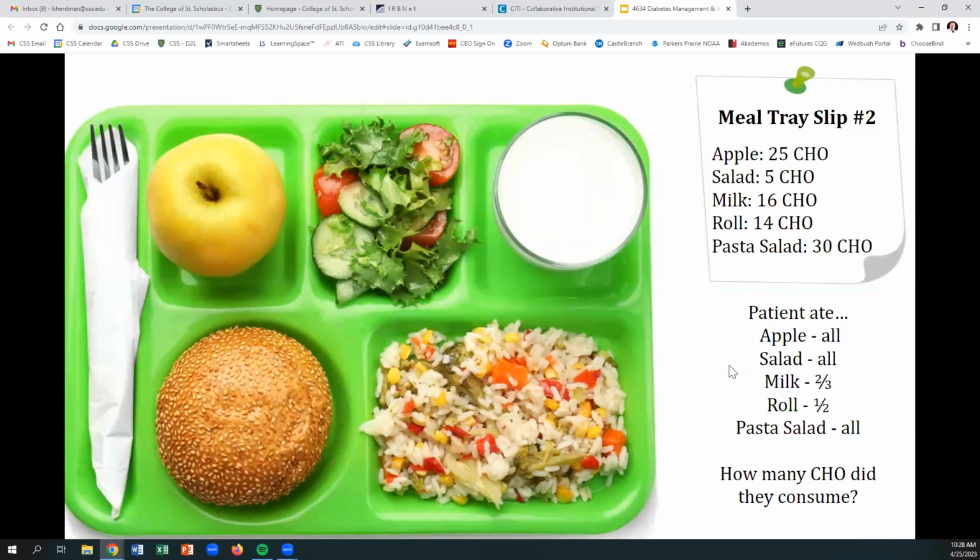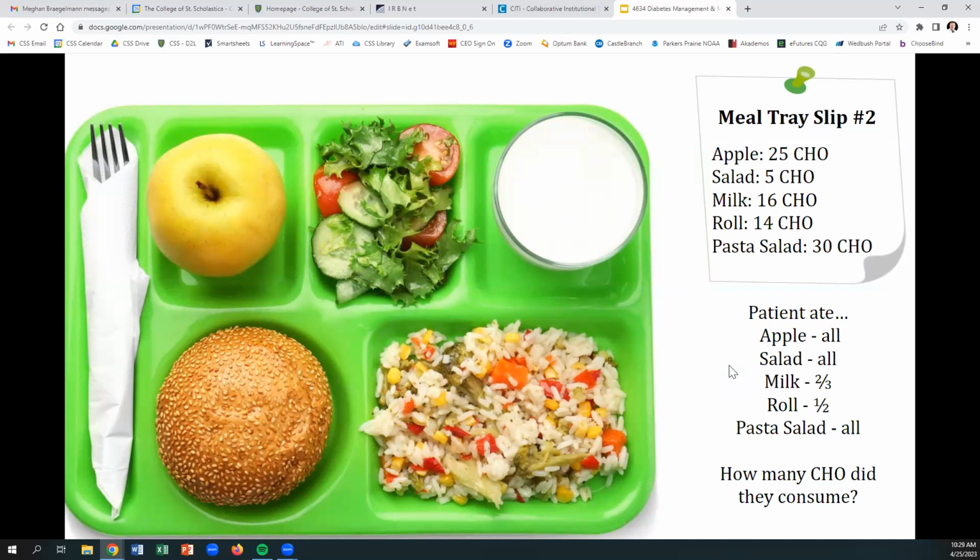All right, so hopefully you came up with 77.6, right? Because we had some weird math in there. We had 2/3 of the milk gone and a half of the roll gone. So that's going to break this up a little bit. But 77.6, now remember what I said before, it is okay to round carbohydrate numbers. So 77.6, you can round this to 78 carbohydrates. That is fine. What cannot be rounded is the insulin that will come later. Okay.